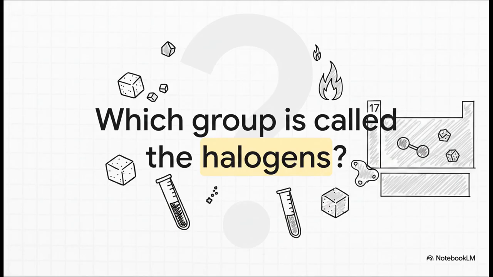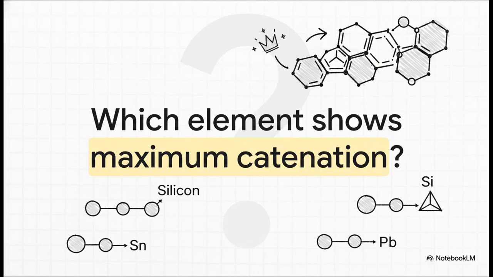Question 1. Which group is called the halogens? Is it A, 14, B, 15, C, 16, or D, 17? Well, if you remembered our FClBrI trick from a second ago, you know those highly reactive salt formers make up group 17. Moving on, pop quiz 2. Which element shows maximum catenation? Is it A, silicon, B, carbon, C, tin, or D, lead? The answer is the wonder element itself, B, carbon.